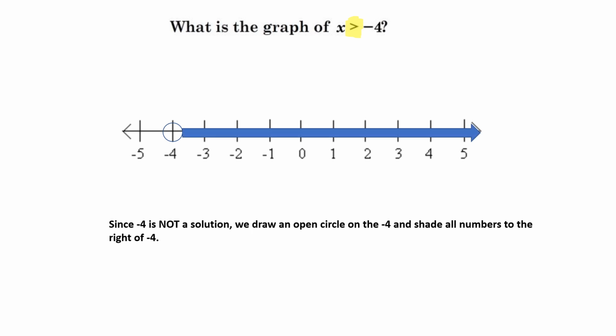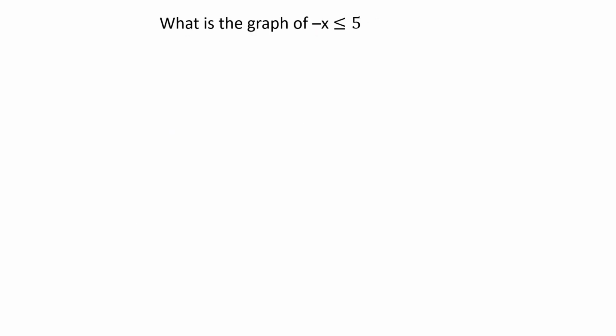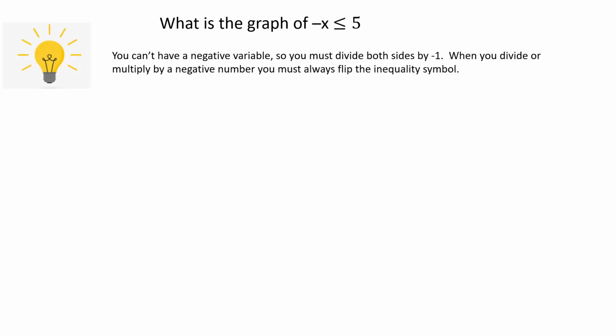Okay, I want y'all to start thinking about these. What is the graph of negative x is less than or equal to 5? You might be wondering, well, this looks familiar. You can't have a negative variable, and that is very true. So we need to fix that. We're going to have to divide both sides by negative 1. By doing this, it's going to flip our inequality symbol. This is one of those rules. Anytime you have an inequality and you divide or multiply by a negative number, you must always flip the symbol.